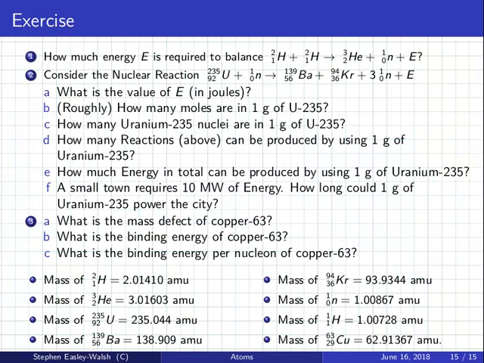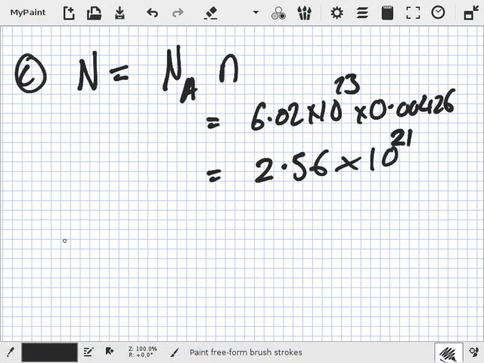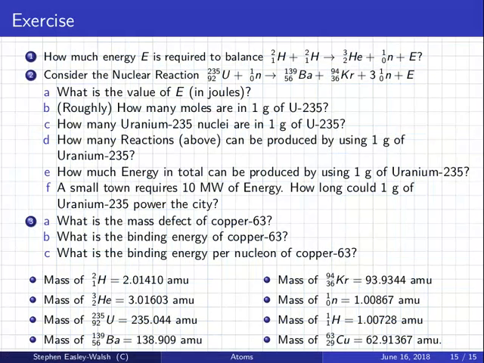D. How many reactions can you produce using a gram of uranium? Right, well, if you look at your reaction formula, for every uranium nucleus that is hit with a neutron, you get a reaction. In other words, each reaction requires 1 nucleus of uranium. It also requires a neutron, but I don't care where the neutron comes from. Once it starts to react, we're going to get lots of neutrons flying around. So anyways, we need a uranium nucleus for each reaction.